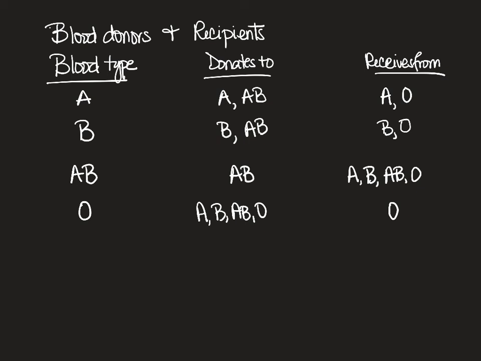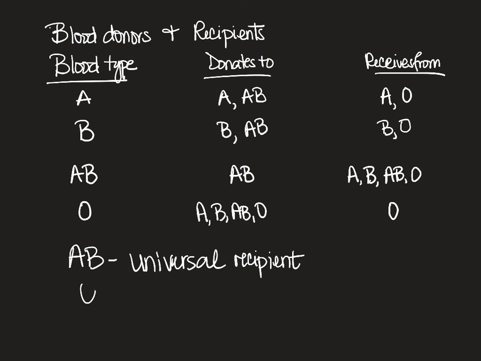So for this reason, type AB people or type AB blood is known as the universal recipient. They can receive blood from all the other blood types. And type O is known as the universal donor. They can give blood to any of the other blood types.